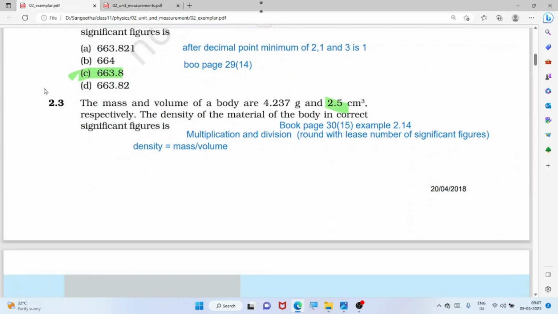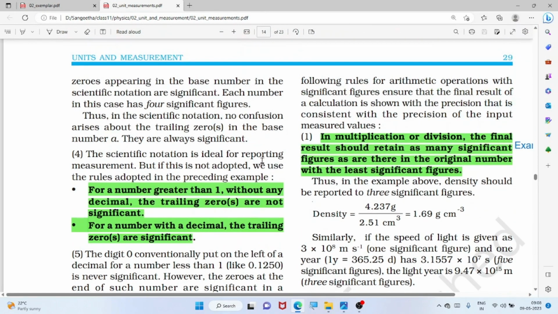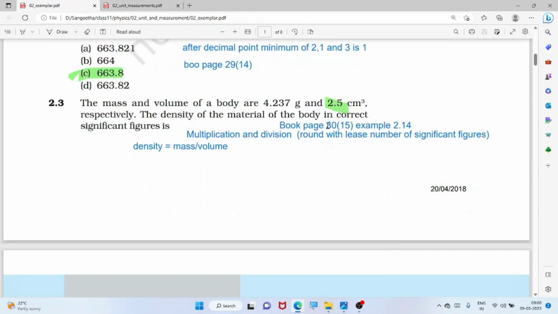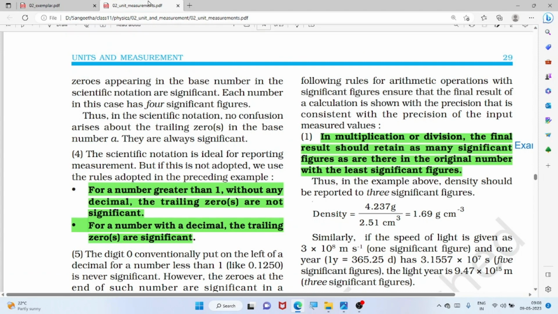The mass and volume of the body are given, and for the density you are going to use this formula and again apply the significant figure rule. I will show you the multiplication and division rule: round with the least number of significant figures. Density is mass by volume. So you can see the rule here. This multiplication and division rule you have to apply. There is also one example, 15.